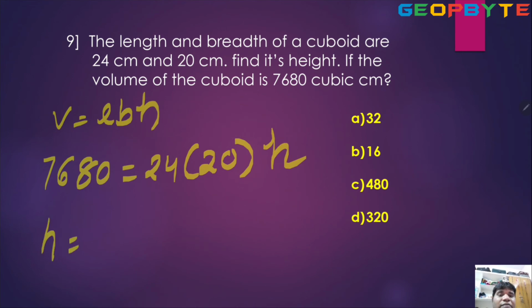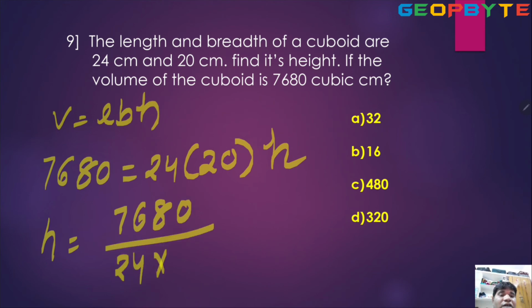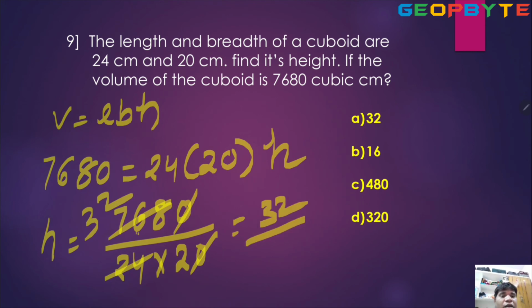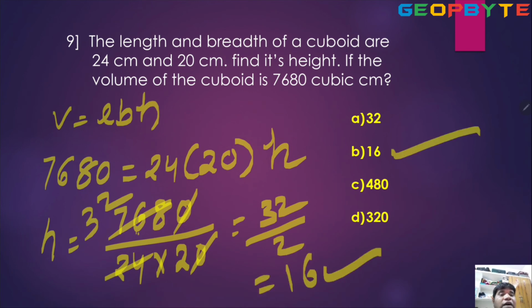You want height. 7680 upon 24 into 20. 0, 0 cancel. 24 3s are 72. 72 means what is the remaining here? 4, 8. So 2s. Output 32 by 2. So the answer is 16. So what is the height? 16. Okay, children. Next.